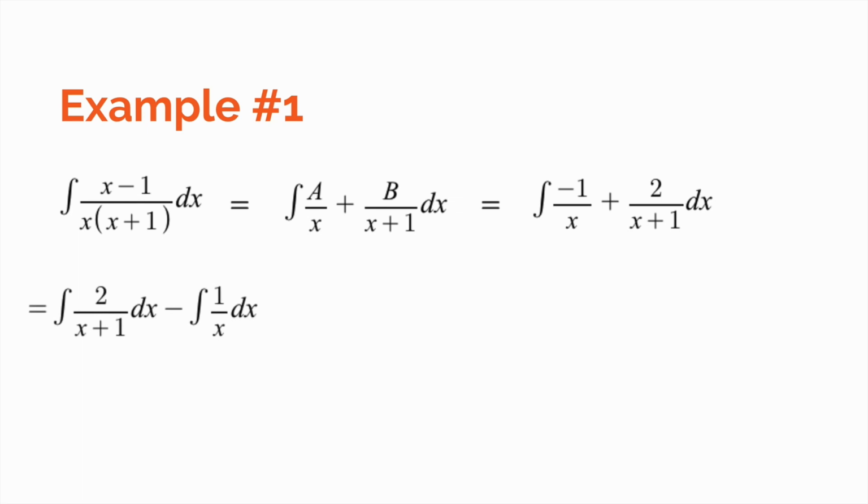Once we break apart the integrals and rearrange them slightly, we're left with the integral of 2 over x plus 1 minus the integral of 1 over x, which we can calculate without too much trouble. Our final answer should be 2 times the ln of the absolute value of x plus 1 minus the ln of the absolute value of x plus c.